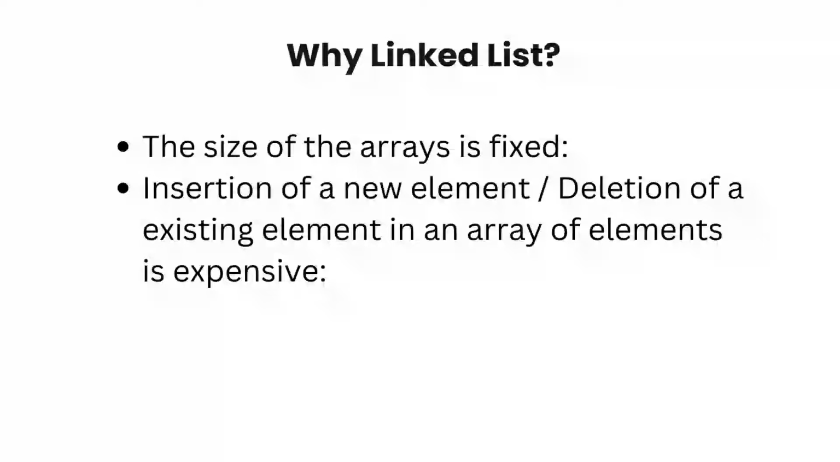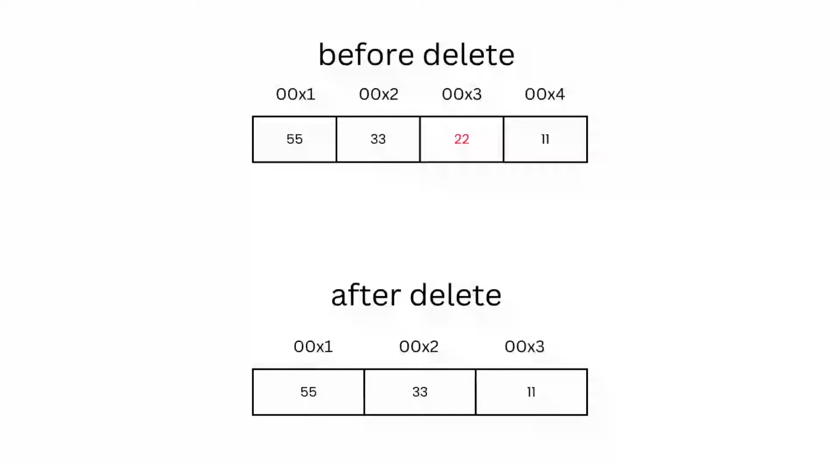Another important reason behind the existence of a linked list is that it's easy to add an element to a linked list as well as delete an element from a linked list. Now let's observe our previous diagram. Let's say you try to delete 22 in an array. In this case, you will delete 22, and whatever elements come after 22, you will have to shift all of them one step left.